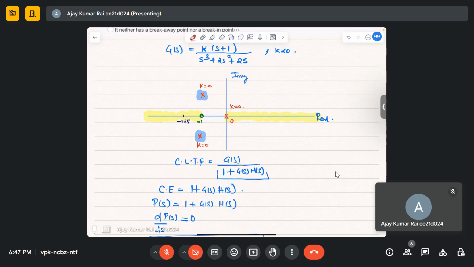We'll be having three root locus. These two root locus, let me just draw the part of it, will be identical, only the mirror image along the real axis. So only these two poles can come into the real axis. So what is that point? That is a break-in point or breakaway point.